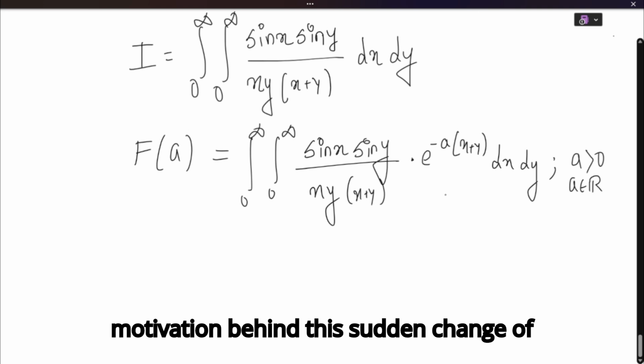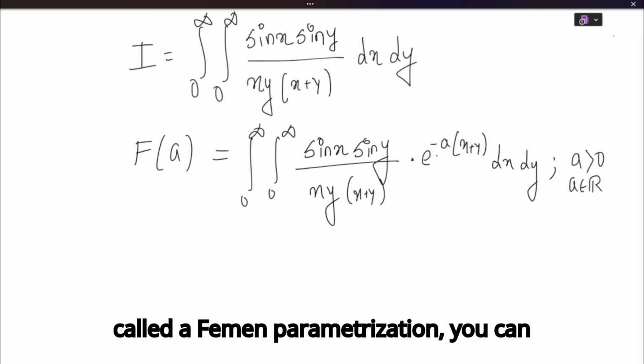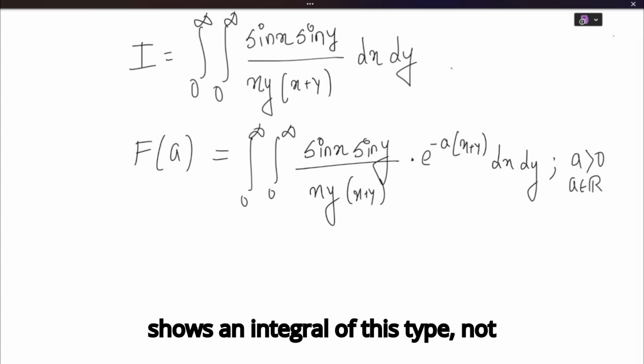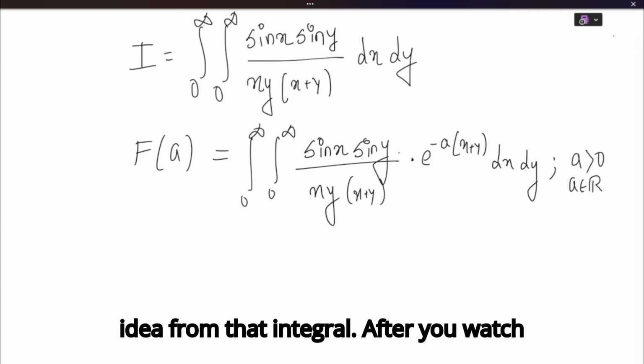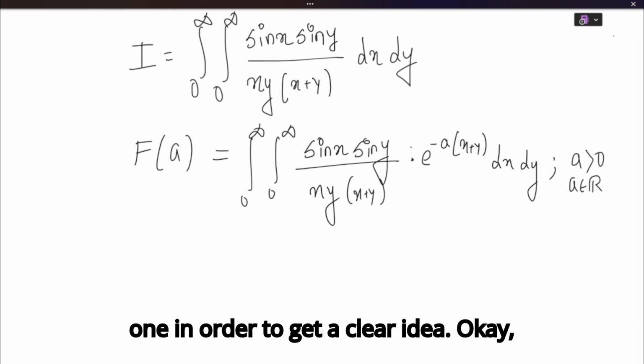What is the motivation behind this sudden parameterization? This is called a Feynman parameterization. You can see the card above. That also shows an integral of this type. Not really this hard, but yeah, we'll get the idea from that integral. After you watch this one, you can go ahead and watch that one in order to get a clear idea.